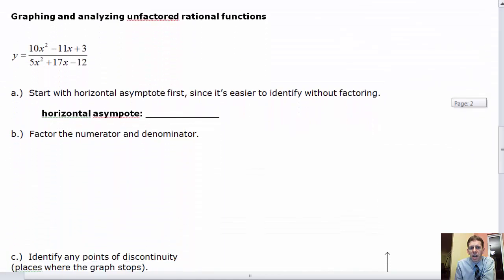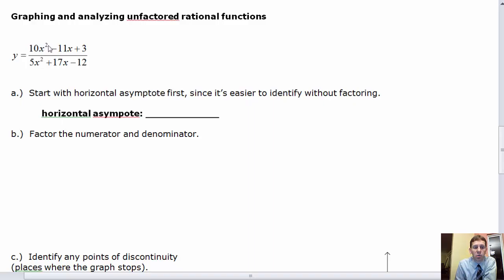Based on this, we should now be able to factor something like this expression and be able to graph this equation, even without a calculator. To graph this equation, we're actually going to start with the horizontal asymptote first, since it's easier to identify without factoring.